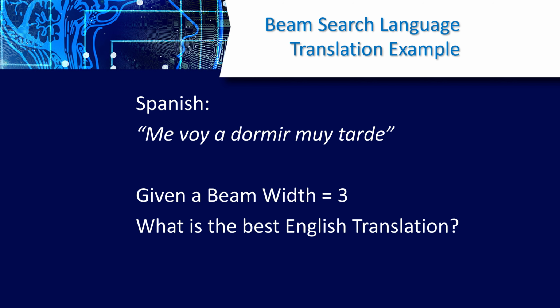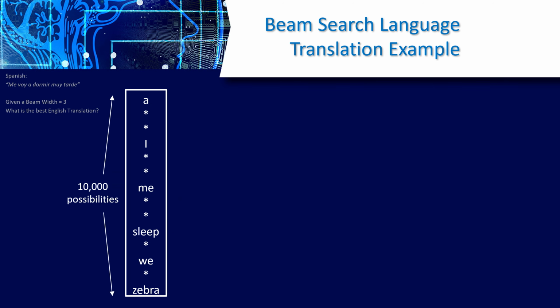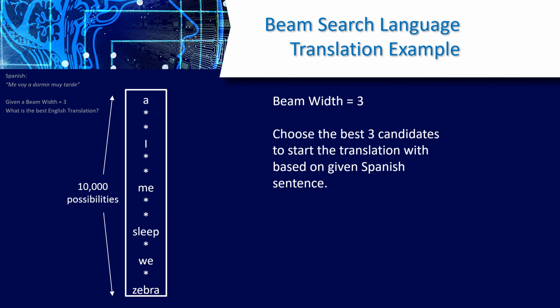So if we go into it, let's say that we have an imaginary vocabulary of 10,000 possibilities to match our first word. This is just to make it simple. We have 10,000 possibilities that we can have for our first word of our translation. So we have a beam width of 3. So we need to choose the best 3 candidates to start the translation, and based off of that, branch out further.